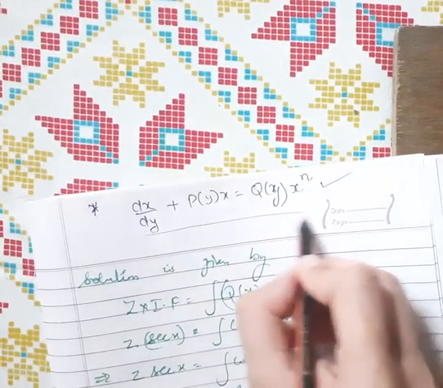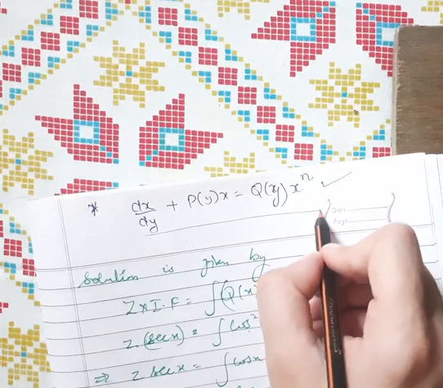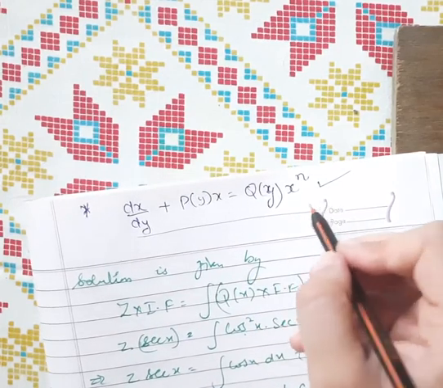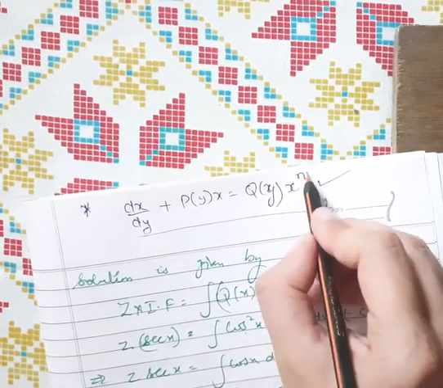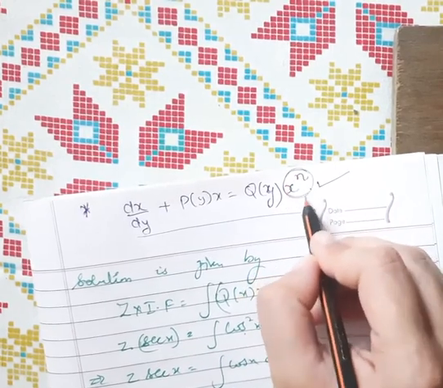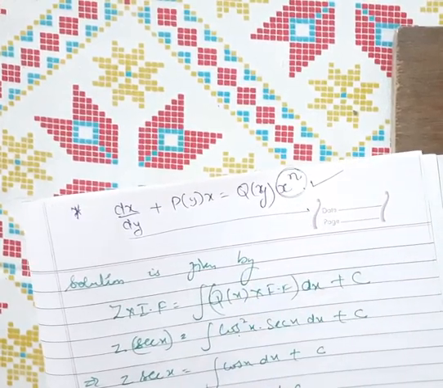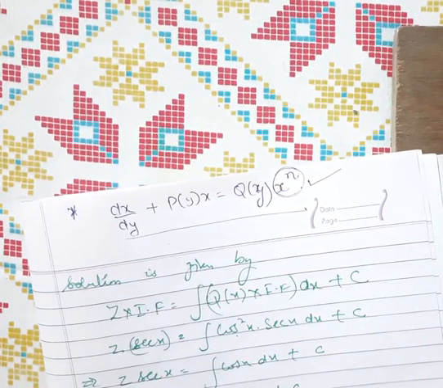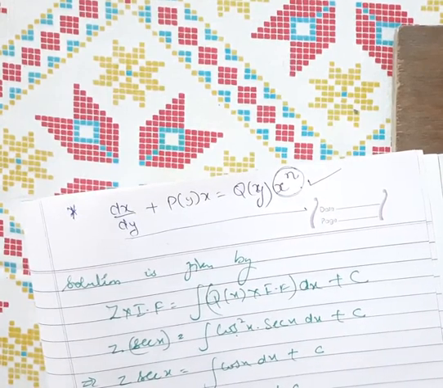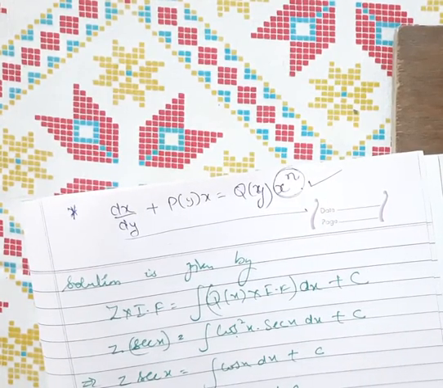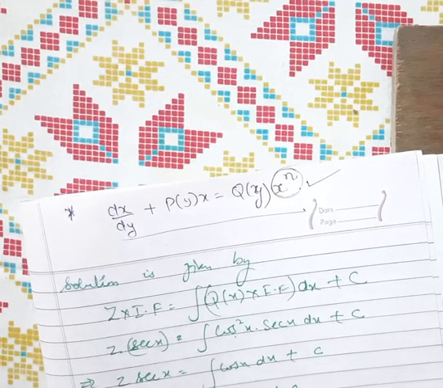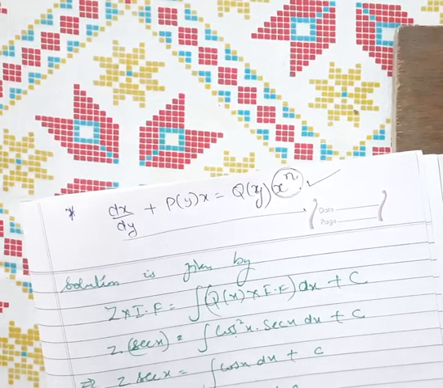And how do we solve this? By reducing it to Leibniz form. How will we convert it to Leibniz form? By dividing the whole equation by the factor x raised to power n, and then we can solve it. Okay, now you can give these examples a try and let me know if you have any doubt. We can cover them in our next video. Thank you.